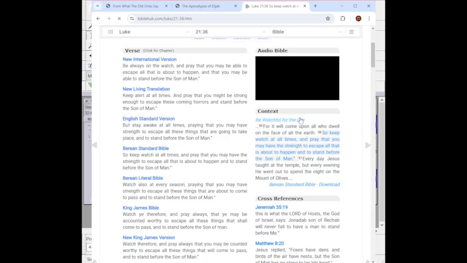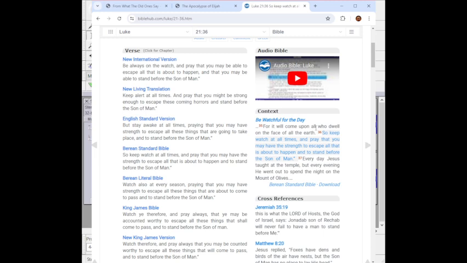Be watchful for the day, okay? For it will come upon all who dwell upon the face of all the earth, those that are remaining. Only the righteous are going to be spared, all right? Only the righteous are going to be shielded. We're going to be beamed up into the chariots and taken to a safe location.